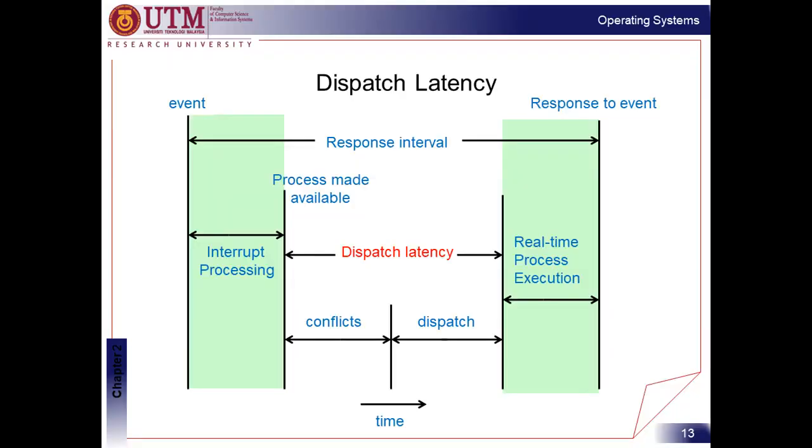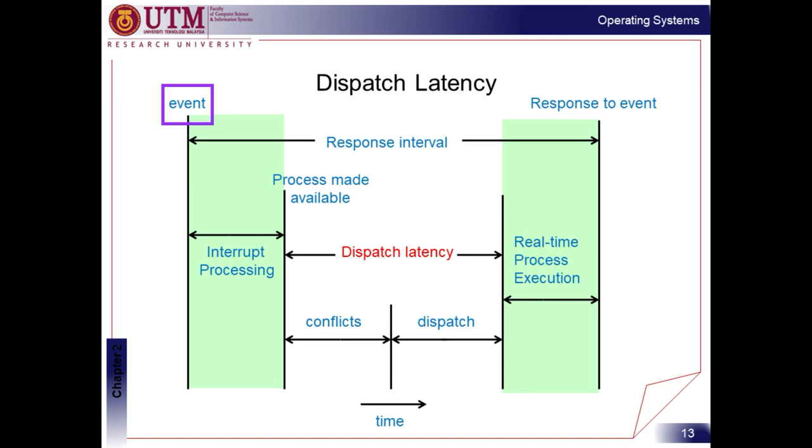In our previous slide, we discussed dispatch latency. In this slide, we will take a closer look at how dispatch latency affects real-time systems and process response times. An event is something that happens that needs the system's attention right away. Events are often external, meaning that they happen outside of the system's control.